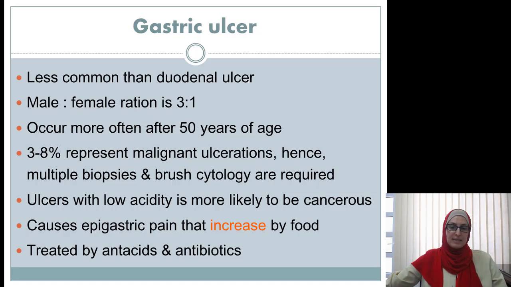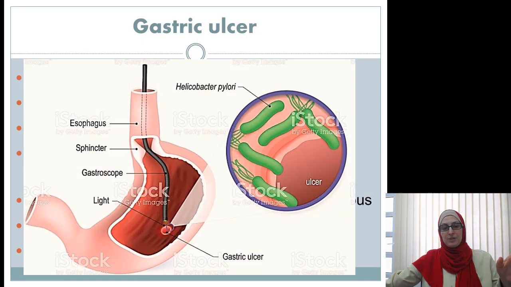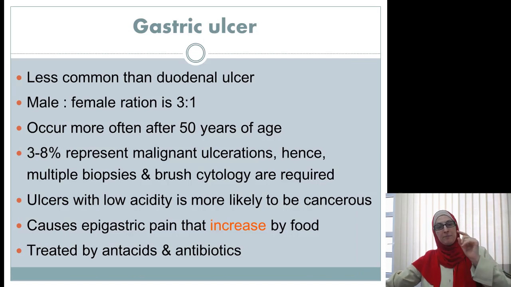The sign and symptom is gastric pain again. But what is peculiar about the gastric ulcer is that the epigastric pain is increased when the patient eats food. This is completely the opposite of the duodenal ulcer. In duodenal ulcer, the epigastric pain is relieved when the patient eats food. So this is how to make the difference between a gastric and a duodenal ulcer.